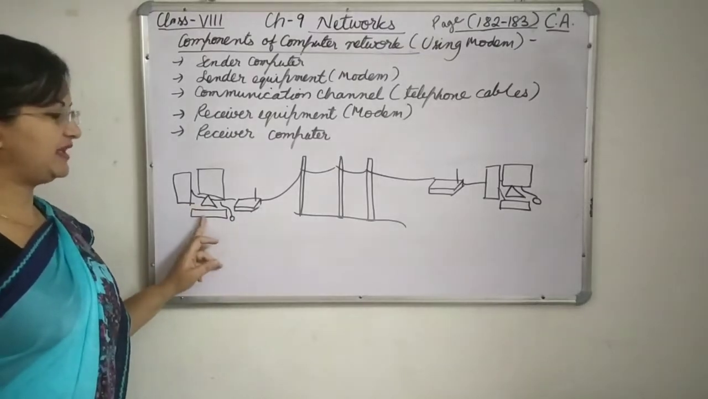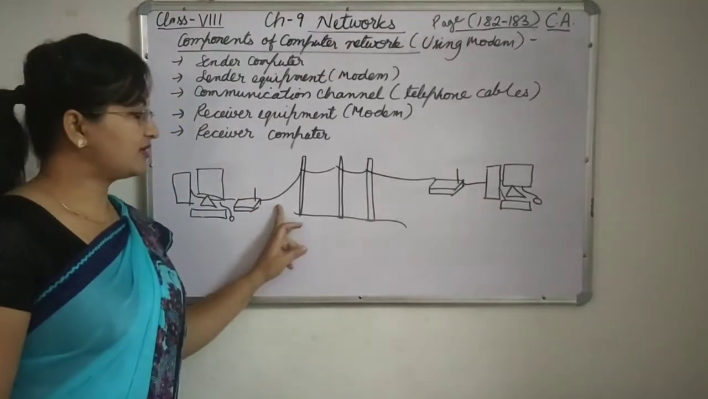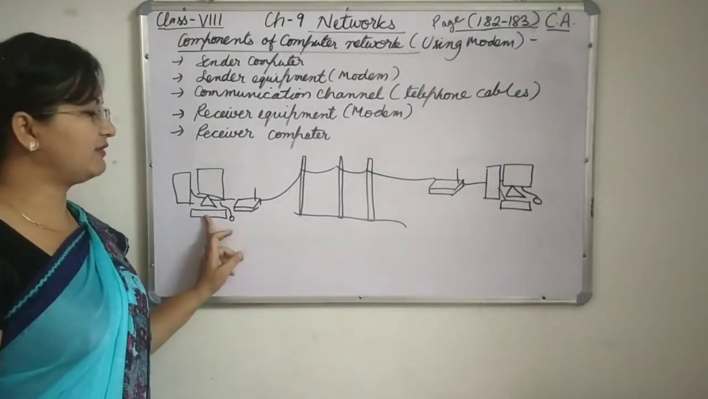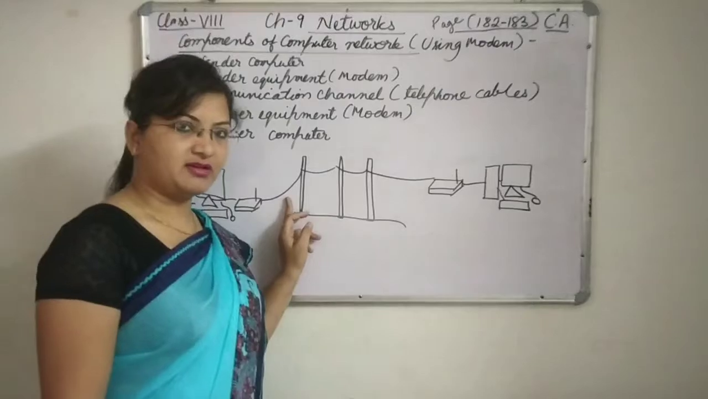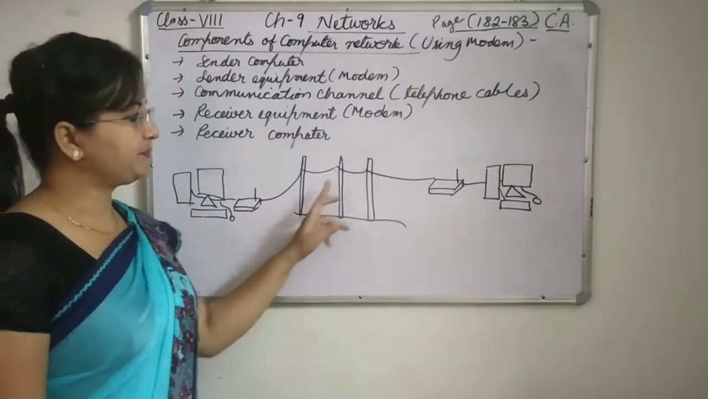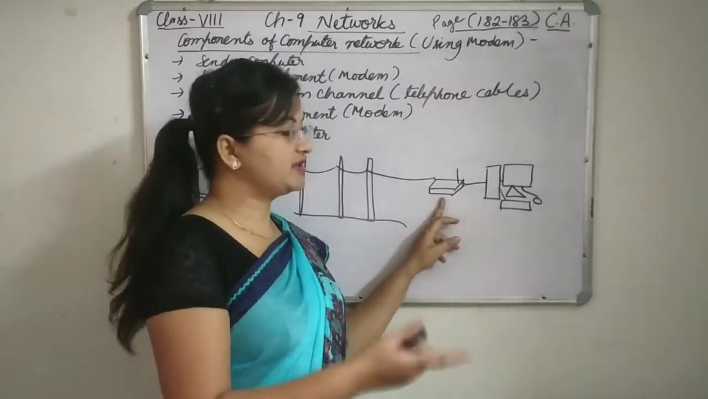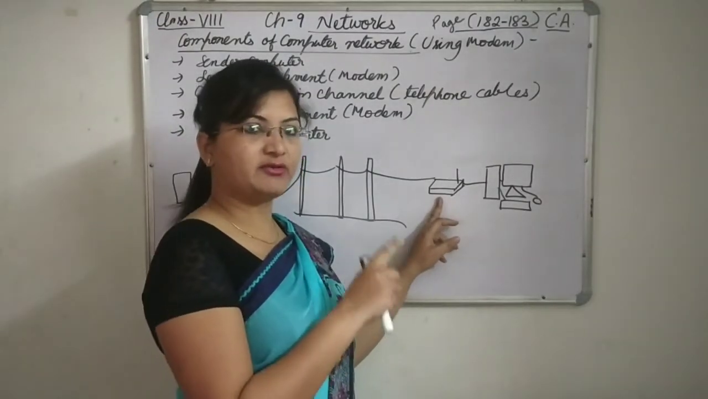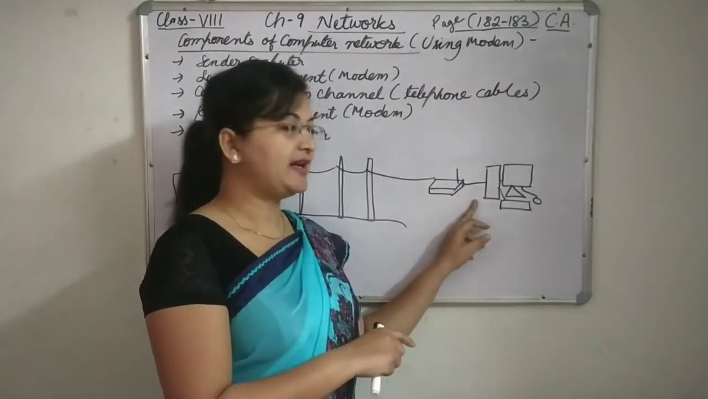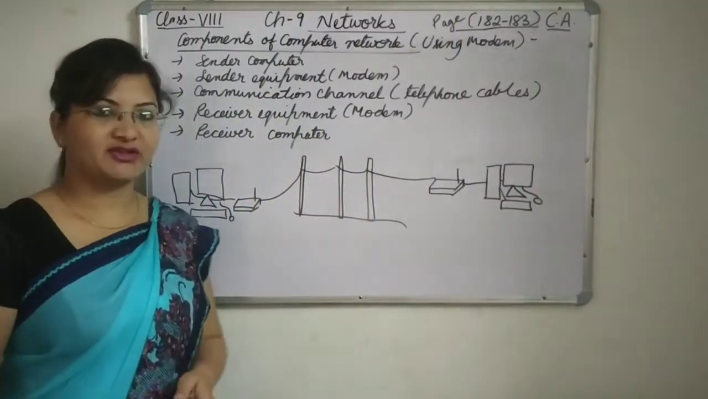Now what will happen? There will be digital data inside the computer. Digital data will be converted to analog signals with the help of the modem. So the modem will convert digital data received from the computer to analog signals, which can be carried over the telephone network. Analog signals means electronic signals. Then those electronic signals will be converted again to digital signals at the receiver end. So the receiver modem will convert the analog signal into a digital signal, and then the receiver computer will be able to receive the message. Students, I hope you understood this.